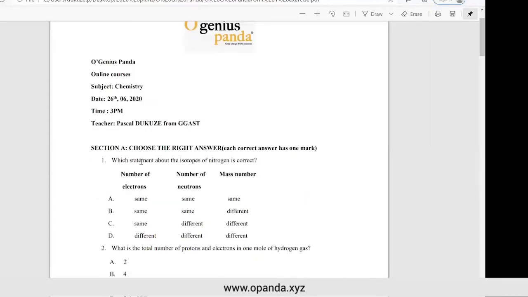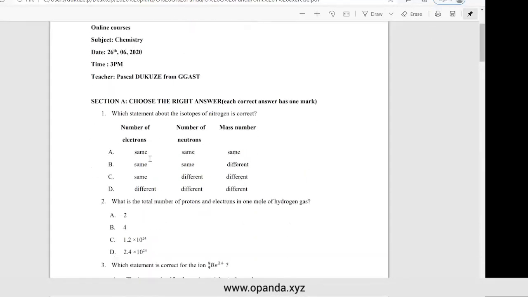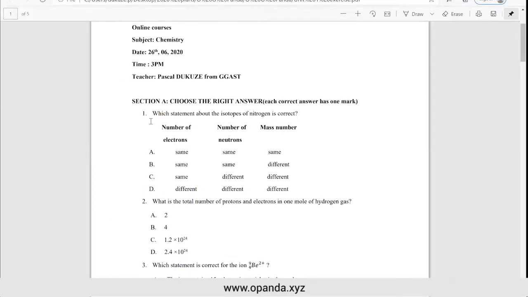Now let us start question number 1. It will be like a revision because we corrected it yesterday, but I think we can start with this question. Question number 1: which statement about the isotopes of nitrogen is correct?